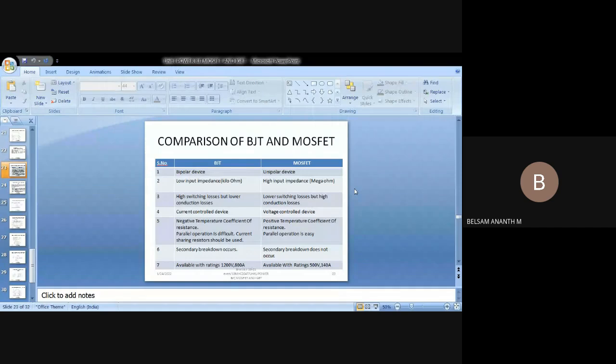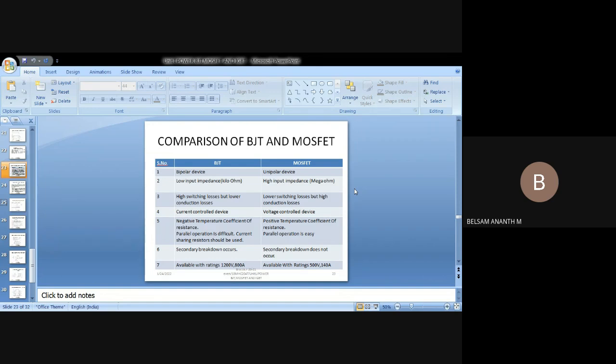At the same time, if you increase the components, as I told you, you will have high switching losses, thereby your conduction losses become more and more. Please remember that. MOSFET may act as a voltage control device, and BJT may act as a current control device. Secondary breakdown may occur in the BJT, but it does not occur in the MOSFET. At a certain level, you may have a breakdown voltage in the BJT, but here you don't.